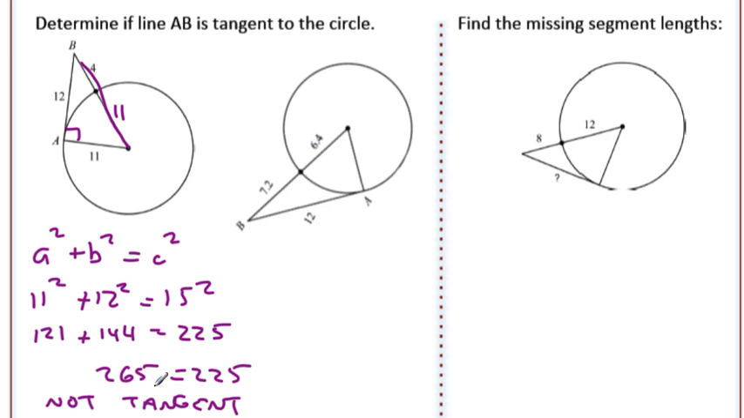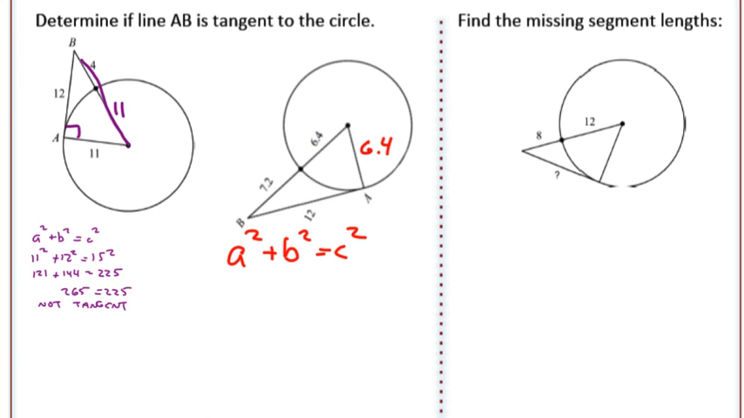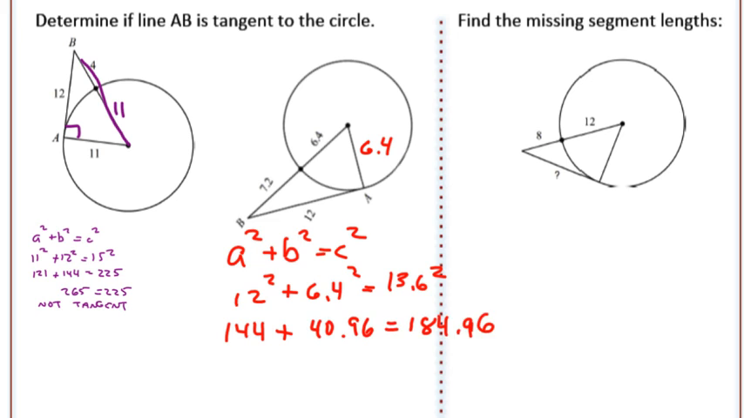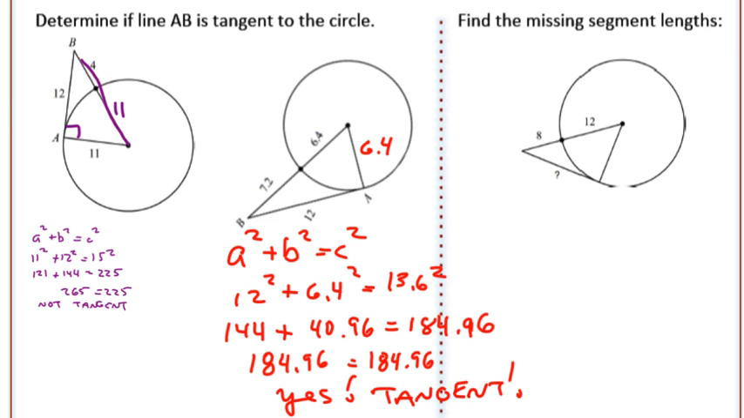Try the next one all by yourself. Go! Pause the video. Go! I really mean it. Pause it. All right, so hopefully you worked it all out. What did you get? Okay, when you figure it all out, you get 12 squared plus 6.4 squared. That has to equal 13.6 squared. You've got to add those two together. You get 184.96 is equal to 184.96. Yes! It's tangent. That is awesome.